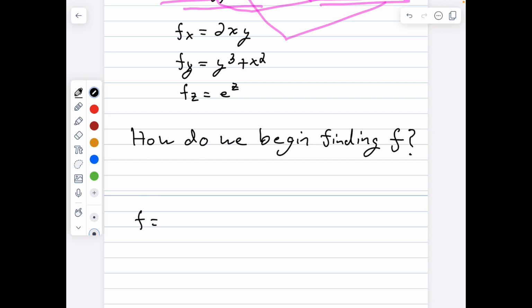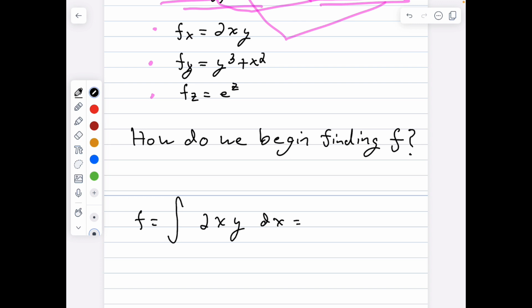Okay, so from there we can get f. It's a little straightforward, not easy necessarily, but straightforward. So here's what I would do to find f. I would take any one of those three parts, it doesn't matter which one, and I would integrate with respect to whatever the partial derivative that was given. So for example, if you take fx, 2xy, and you integrate that with respect to x, you would get what your function f would look like, its basic structure.